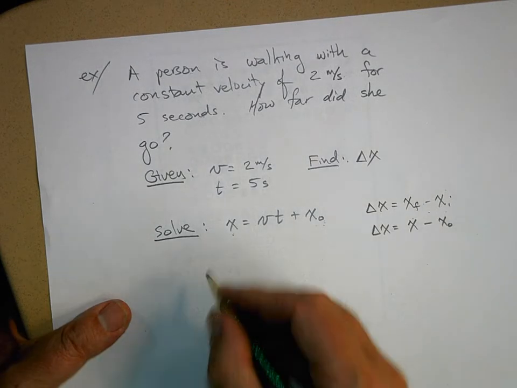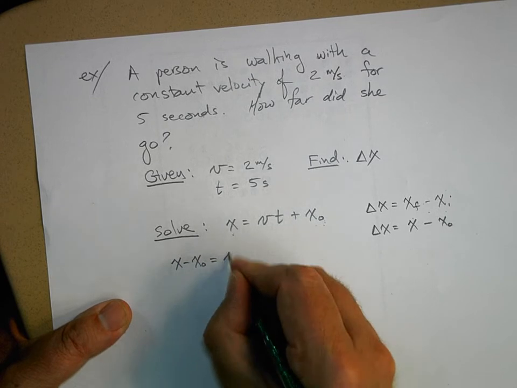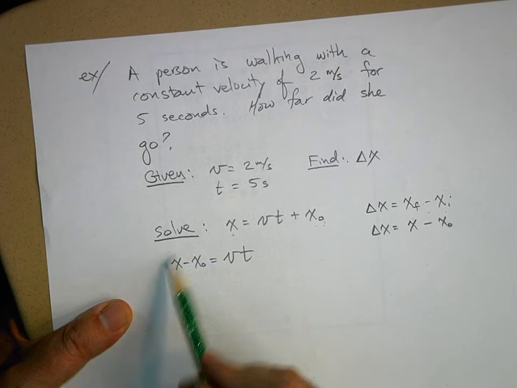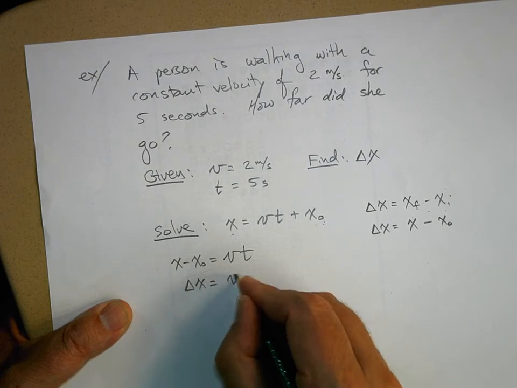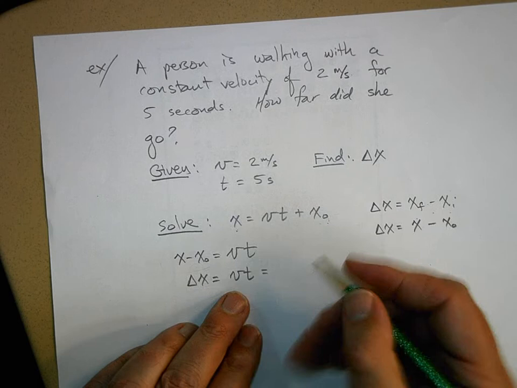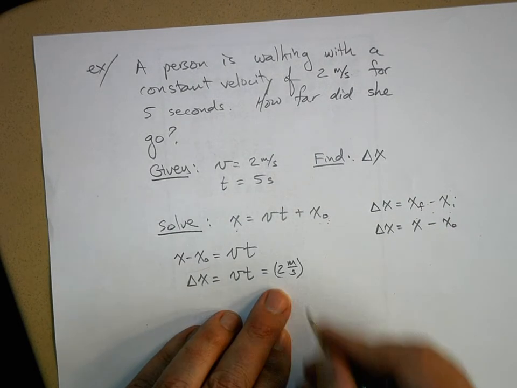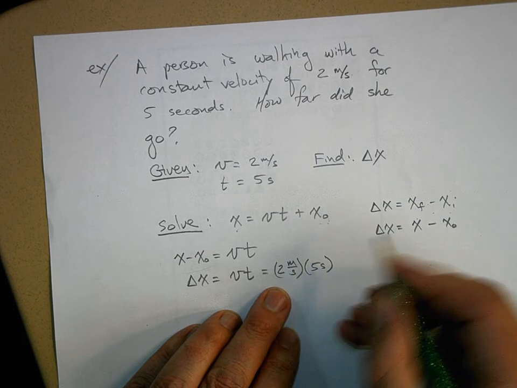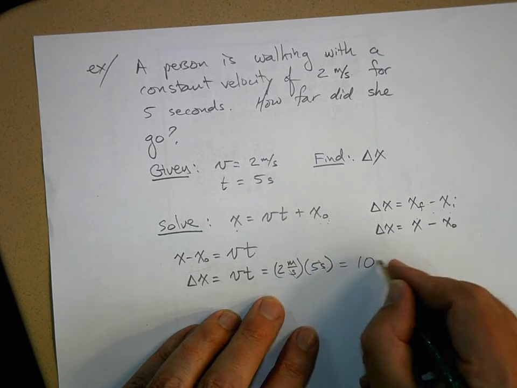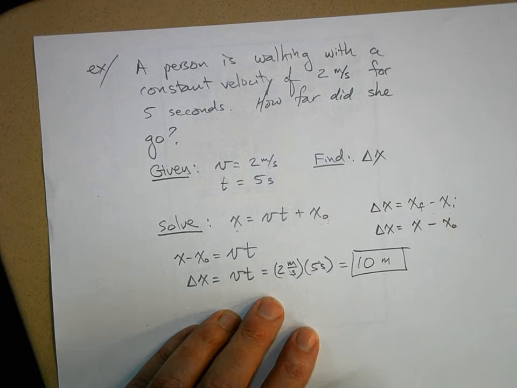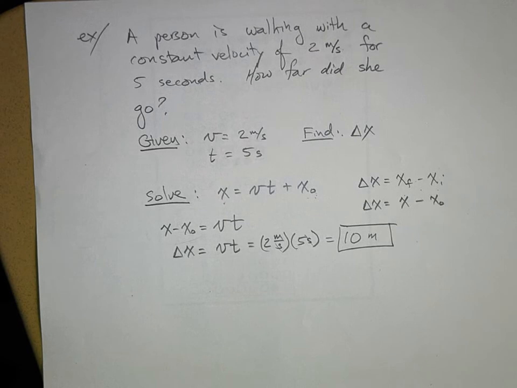So now I'm going to rearrange this equation. X minus X naught equals velocity times time. Well, what is X minus X naught? That's delta X equals velocity times time. Oh, well, what's our velocity? 2 meters per second. What's time? 5 seconds. Seconds cancels. 2 times 5 is 10. And I'm only left with meters, and there's my answer. Now, you could have done all that in your head, right? We did that in our head, but that's how you show your work.